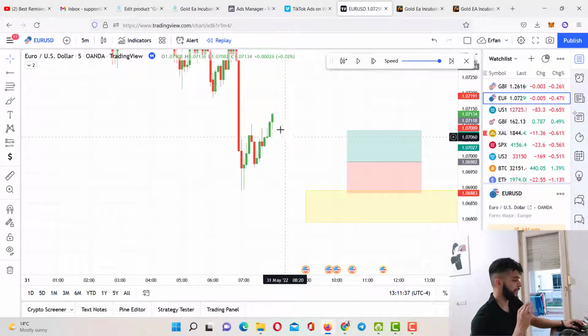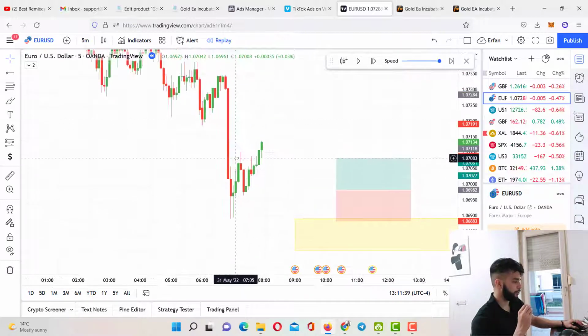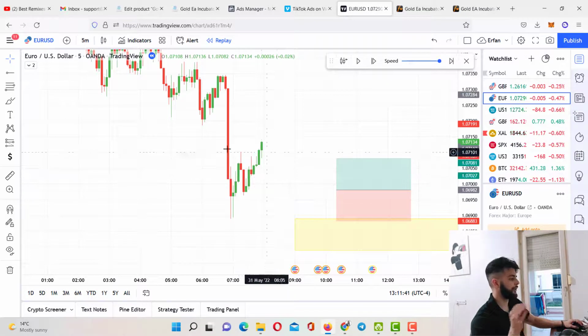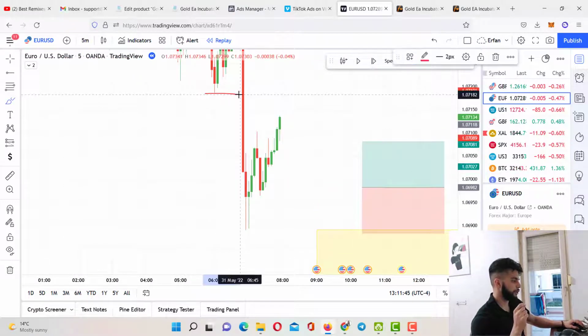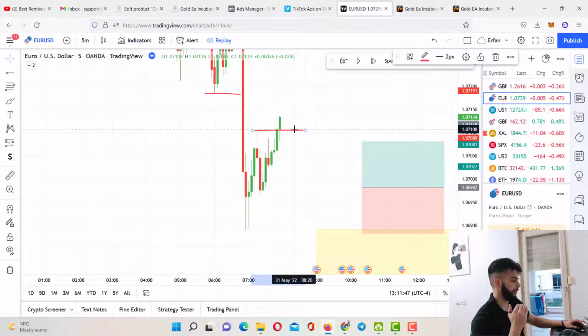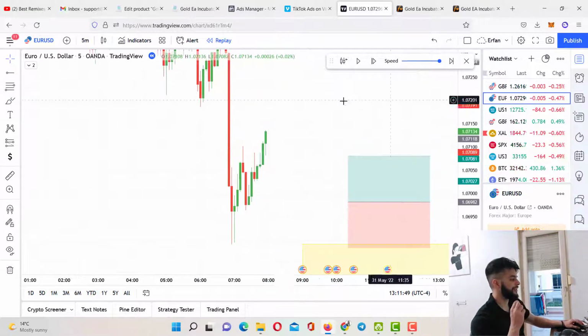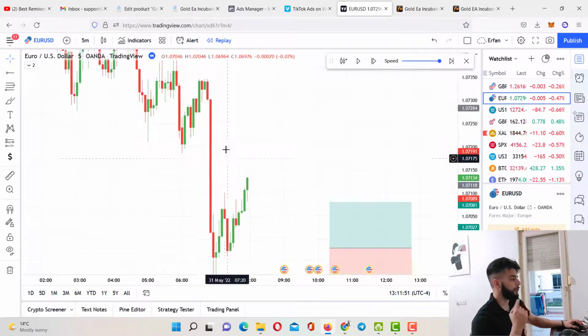So in this case, we have like some sort of head and shoulder formed here, and then it had another break of a structure towards upside. So we have this break of a structure towards downside and this break of a structure towards upside. So it means that the price is probably trying to go up to fill in the gap.